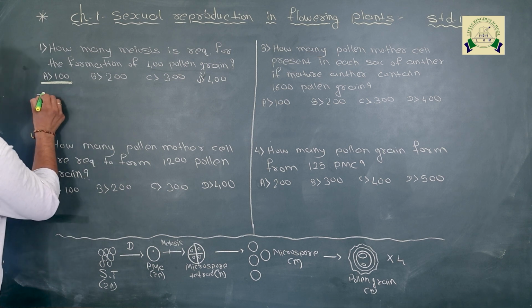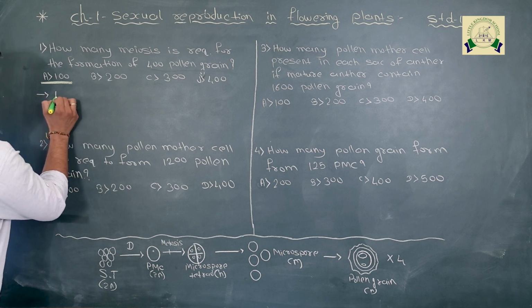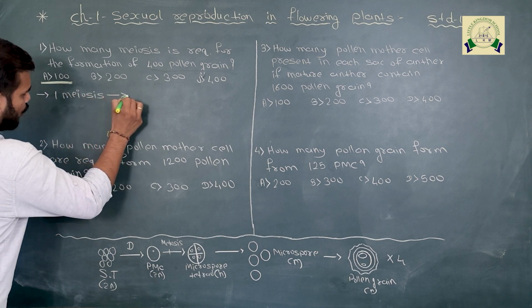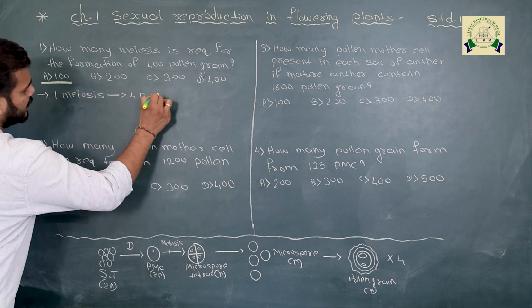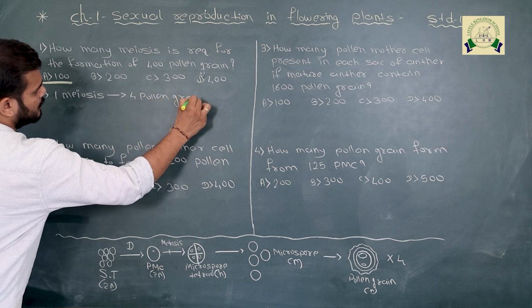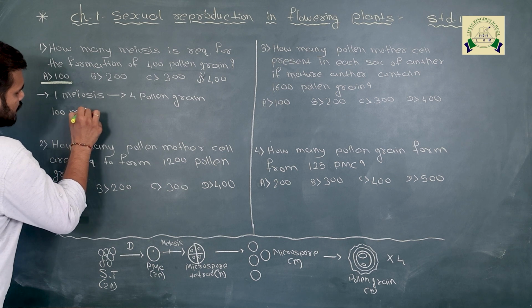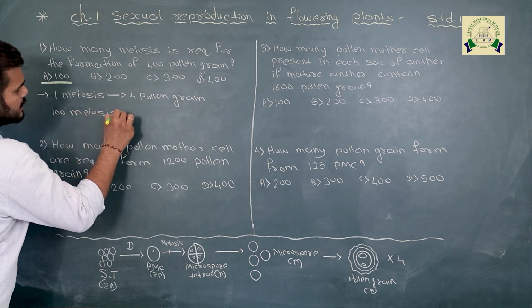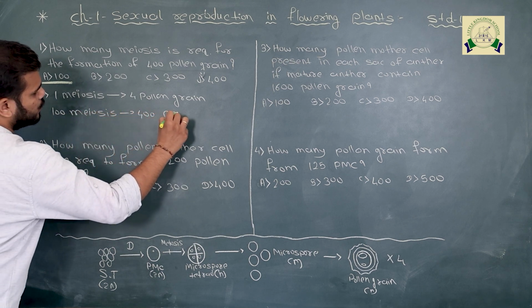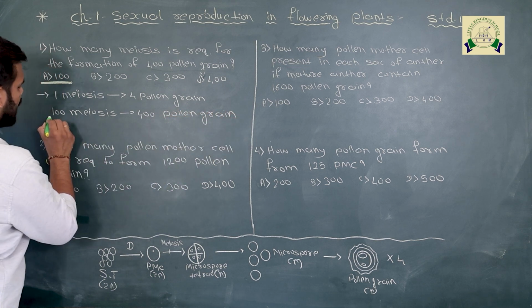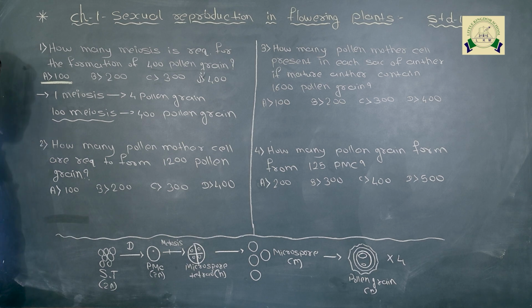Why? We know the core concept is that one meiosis produces 4 pollen grains. That means simply 100 meiosis produce 400 pollen grains. So the answer is 100.